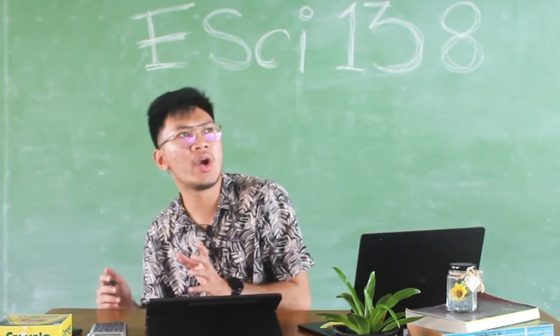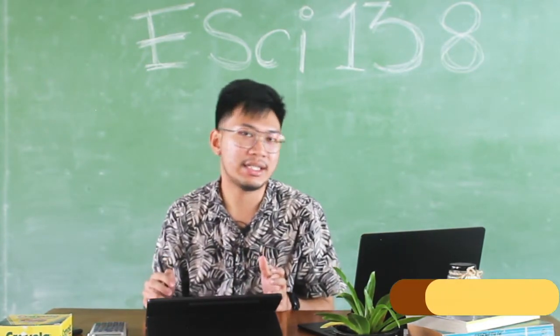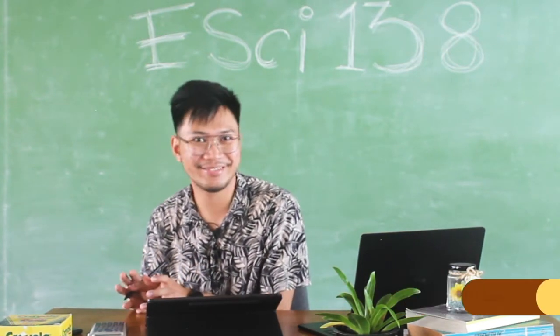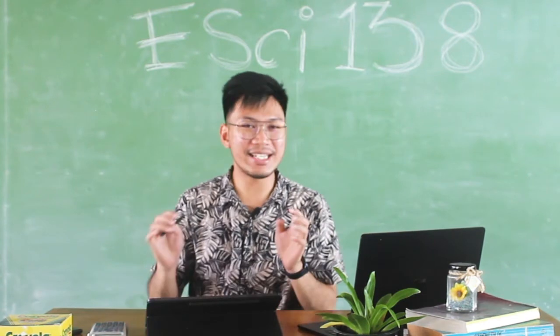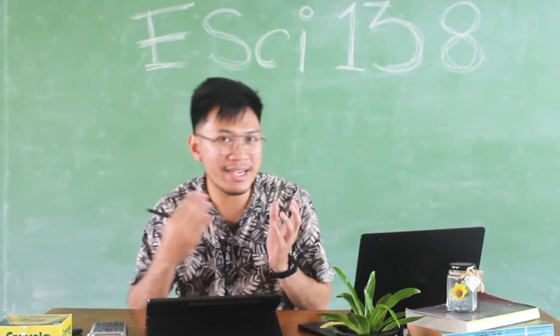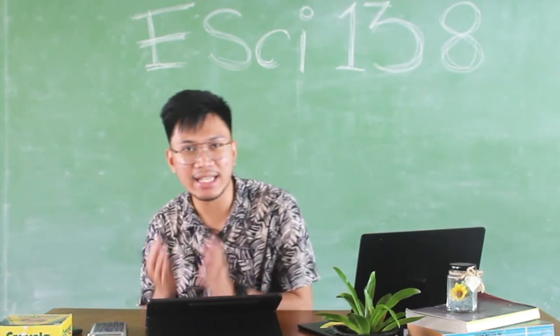How about we convert a decimal into an octal? So, decimal to octal. Let's say we want to convert 734. This is base 10, and we want to convert it into an octal. Instead of dividing by 2 as in binary, for octal we divide by 8. So, let's calculate.